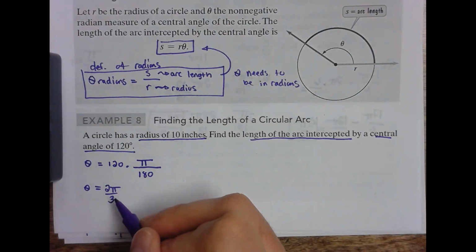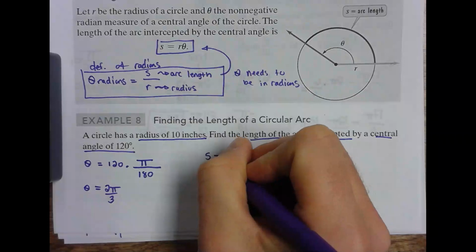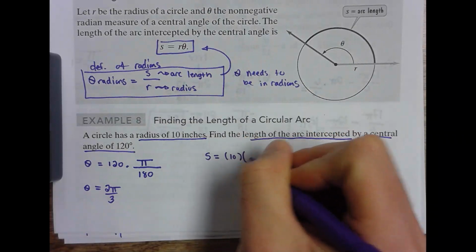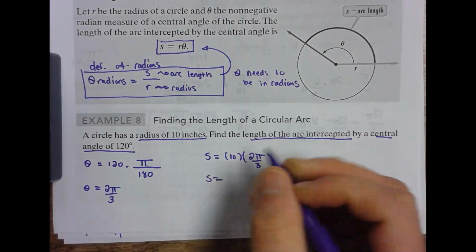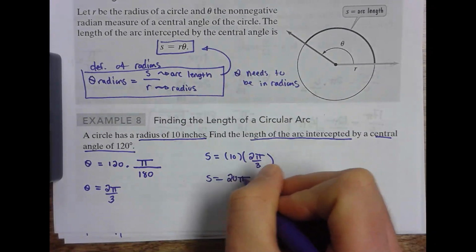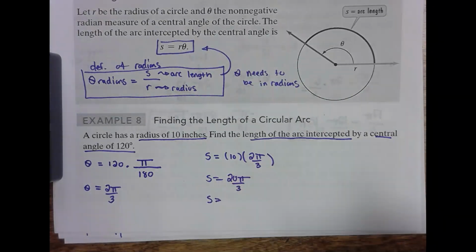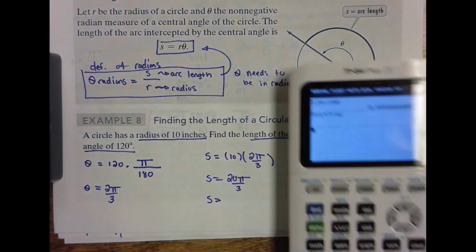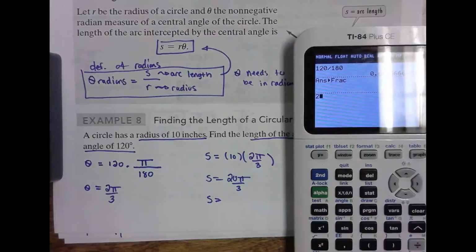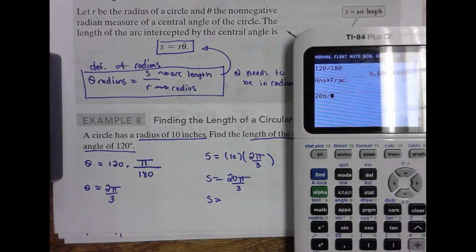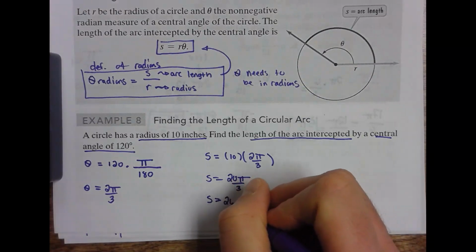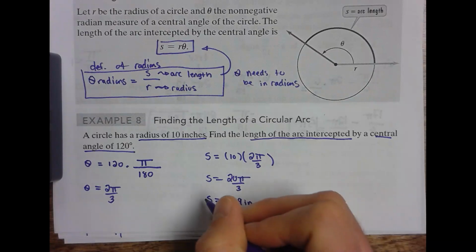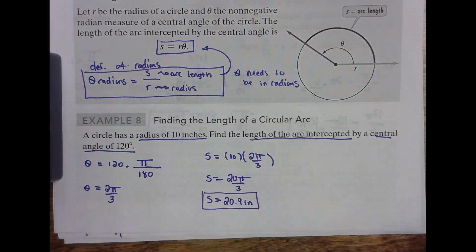Now that we have the angle measured in radians, the arc length is equal to that radius of 10 inches times the radian measure of 2 pi over 3, which is equal to 20 pi over 3. And since this is something that we can measure, let's give an approximate value by doing 20 pi divided by 3, which is 20.9 inches. It would be the approximate length of that arc.